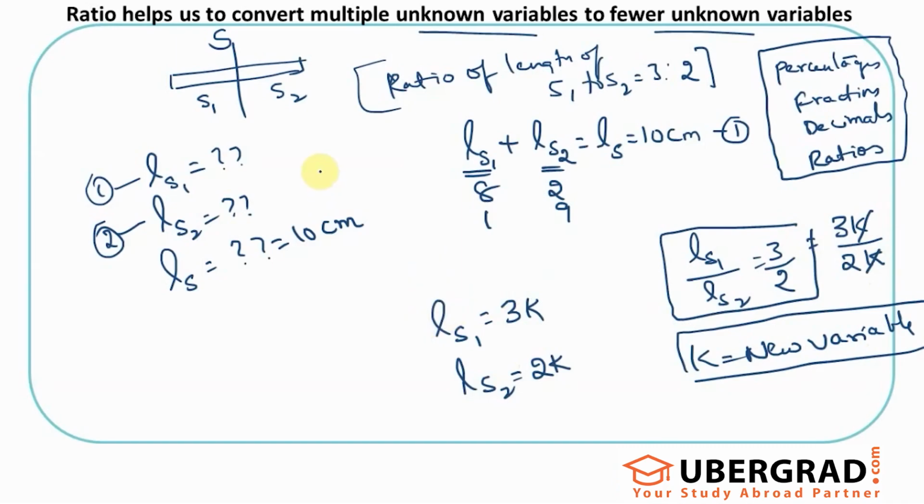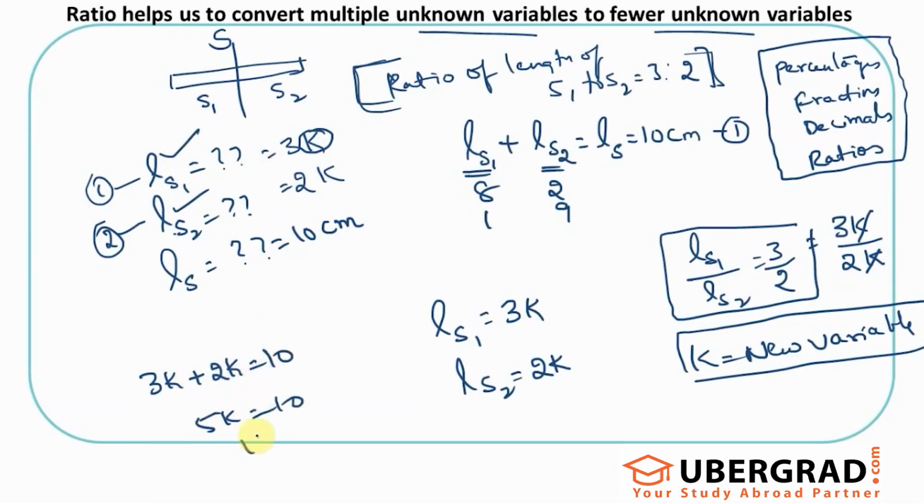If you observe this, earlier I had 2 unknown quantities, LS1 and LS2. Now I only have 1 unknown quantity. If I know k, I can answer both LS1 and LS2. You see, this clue on ratio is making me reduce the number of unknown quantities into 1, or helping me to at least cut down the unknown quantities. Now I can put in this equation. LS1 is 3k, LS2 is 2k. So the total is 10 centimeters, so 5k is 10, so k is 2.